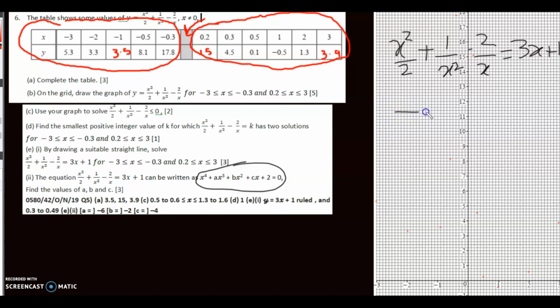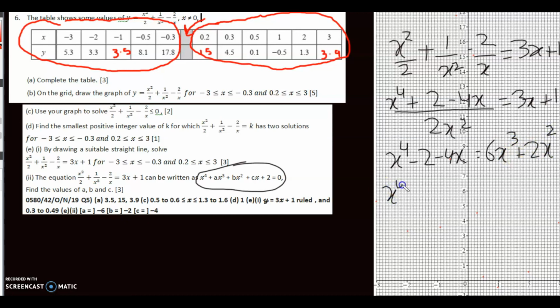Okay, so first I'll take the LCM here, which is going to be 2x squared. So this will become x power 4 plus 2, and this will become times 2x, so this will become minus 4x, equals 3x plus 1. Okay, now I'll cross multiply, so this becomes x power 4 plus 2 minus 4x equals 6x cubed plus 2x squared. Now I'll rearrange: x power 4 minus 6x cubed minus 2x squared minus 4x plus 2 equals 0. Sorry, this was plus 2, not minus 2.